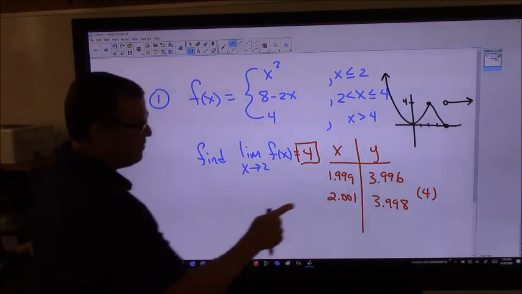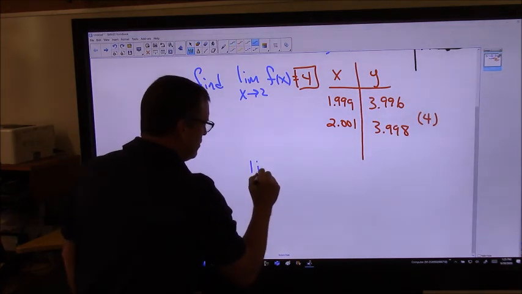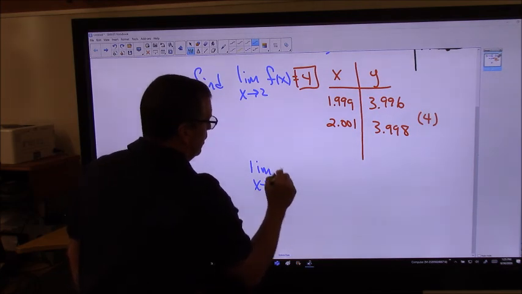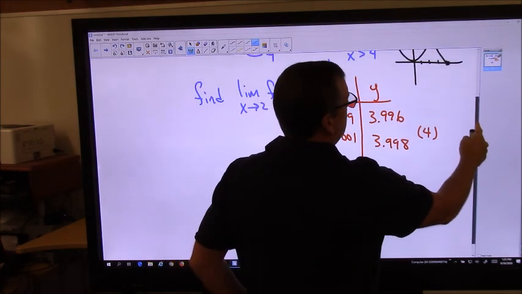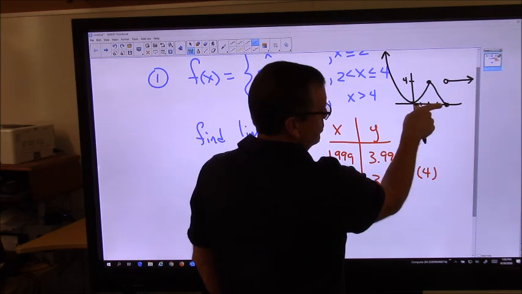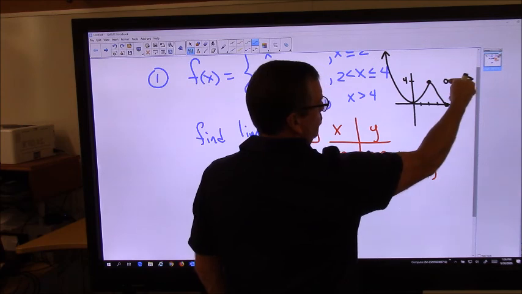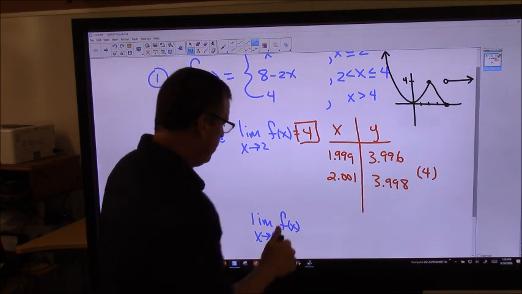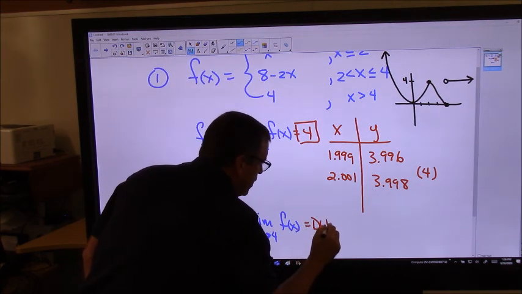Now, if this problem would have said, find the limit as x approaches 4 of f of x, well, if I look at this graph, on one side of 4, we're going down and getting really close to y equals 0. On the other side, it's y equals 4, 4, 4, 4. 0 and 4 aren't close to the same thing. And so we would say this limit does not exist.